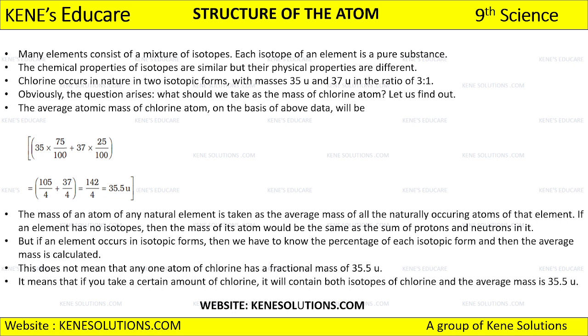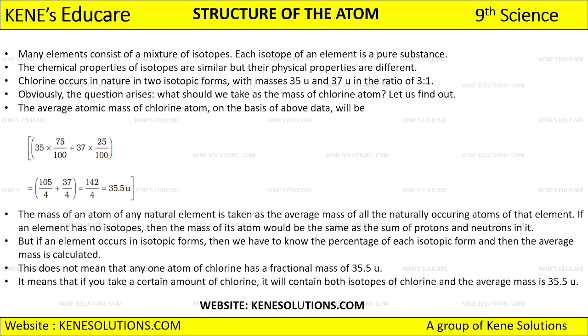So we are going to find out the average atomic mass, and that is how we can come up with this calculation: 35 into 75 by 100 plus 37 into 25 by 100. Now why 25? Because it is present in the ratio 3:1. So 3 out of 4 of 100 is 75, right? And 1 is 25. So it is calculated that way. Okay, so that is why we have that 75 and 25 given over there.